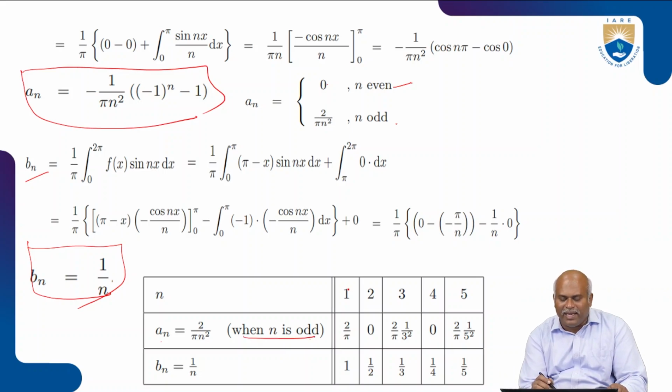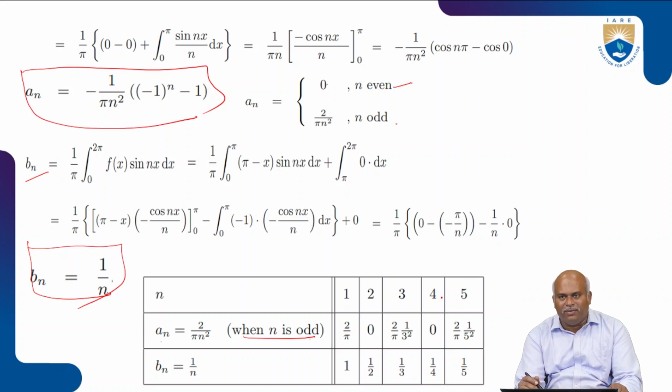So for the odd value n equal to 1, A of n equal to 2 by pi, B of n is equal to 1 by n, that is 1. Then n equal to 2, A of n is represented as 0 because it is an even value. B of n is equal to 1 by 2. So then n equal to 3, the A of n is represented as 2 by 3, 2 by 5, 1 by 3 square. But B of n equal to 1 by 3.